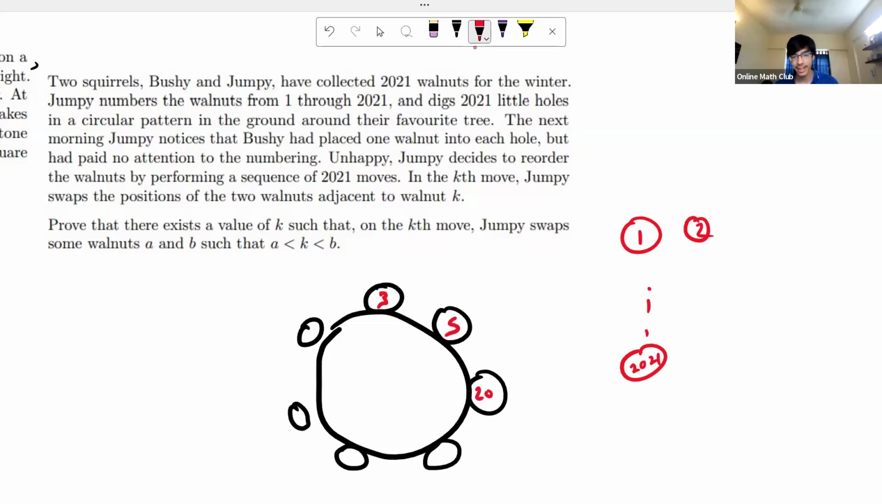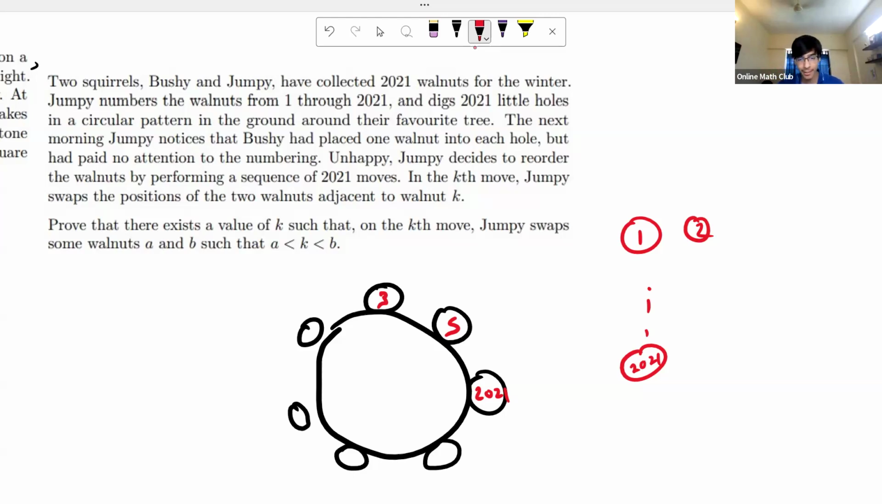In the third hole, I can place the 2021st walnut, etc. So now, each morning, Jumpy notices that Bushy has placed one walnut into each hole, but had paid no attention to the numbering. So they have done it in a random order. Unhappy, Jumpy decides to reorder the walnuts by performing a sequence of 2021 moves. In the kth move, Jumpy swaps the positions of the two walnuts adjacent to walnut K.